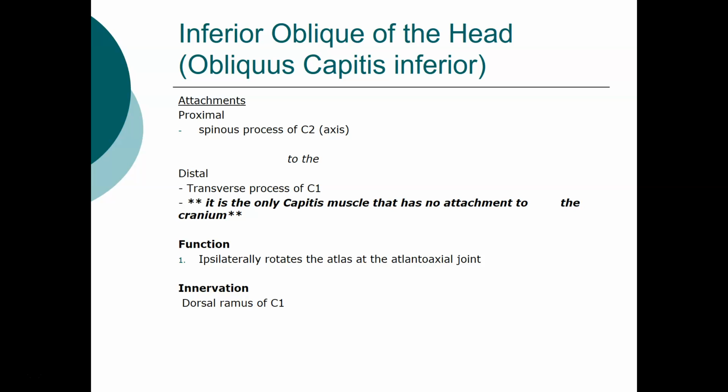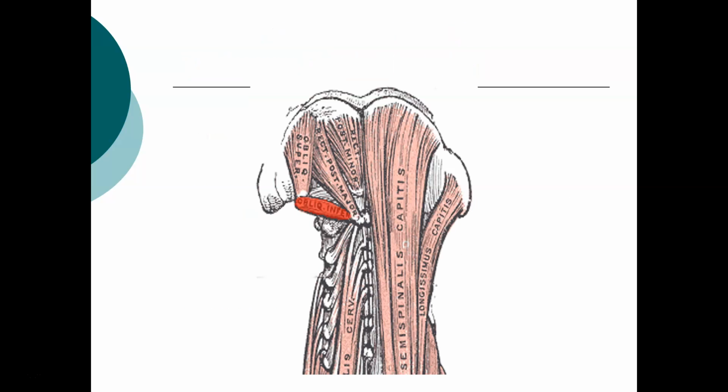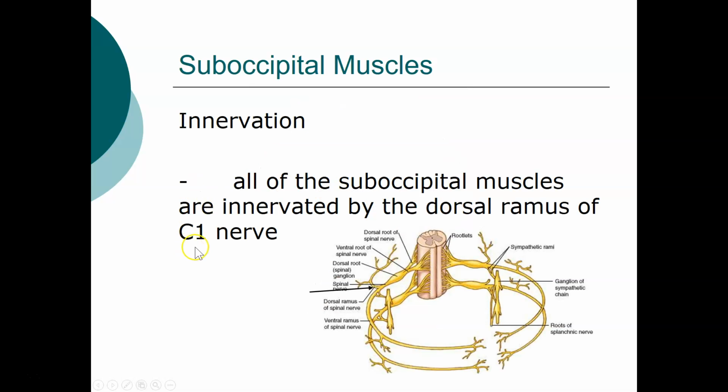Its function is an ipsilateral rotator at the atlas, at the atlantoaxial joint. Its innervation again is the dorsal ramus of C1. So we see it here. We had the rectus capitis posterior major here, posterior minor here, superior oblique here, and the inferior oblique. Remembering, spinous process of C2 to the transverse process of C1, no attachment to the cranium.